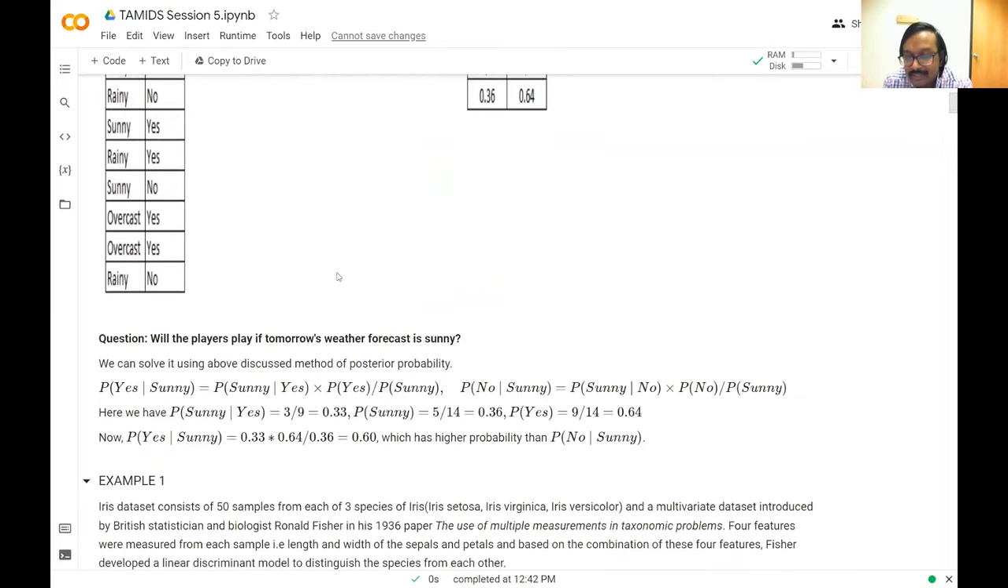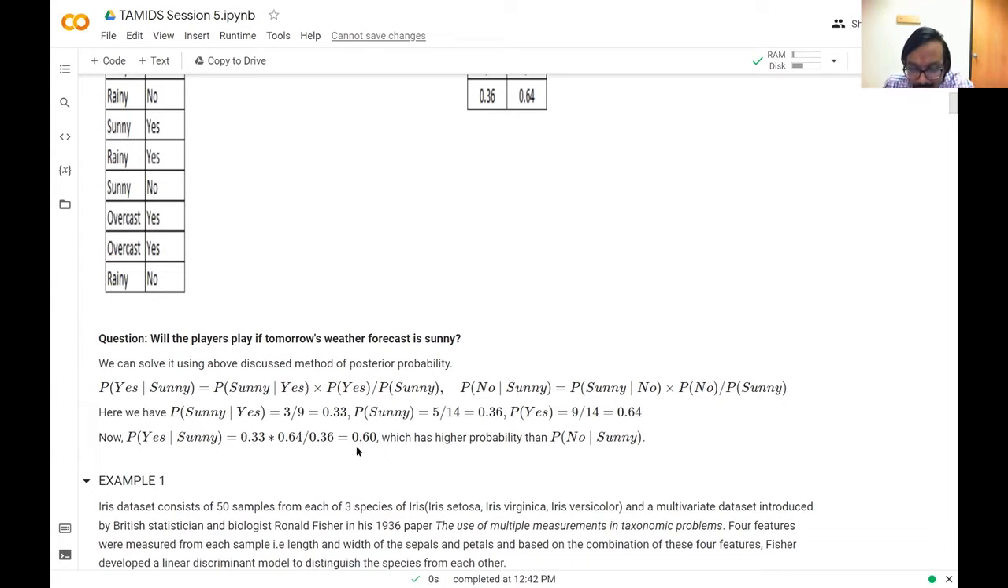So the question here is, suppose tomorrow's weather forecast is sunny. We want to make a decision or a prediction on whether the players are going to play tomorrow or not. So what we are going to do is find the probability of playing given that the weather is sunny, and find the probability that they are not going to play given sunny. And we are going to find which probability is higher, and that is going to be our prediction.